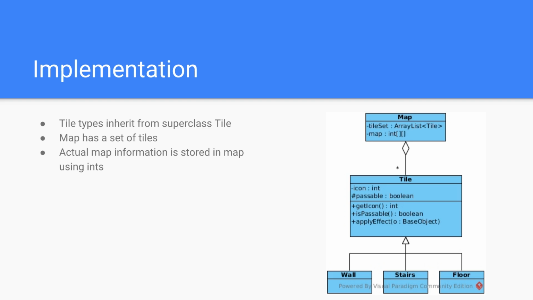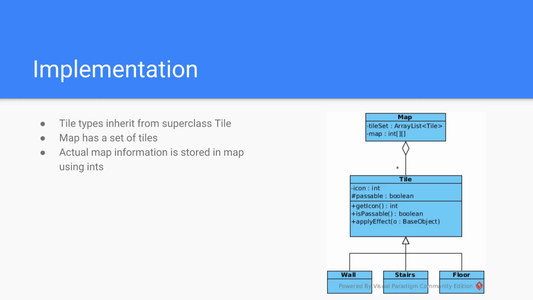As you can see in the Tile class, Tile has an icon and a boolean for passable. This passable determines whether or not an actor or an object that moves in our game can move across this tile, like a floor tile. A floor tile would be passable while a wall would not be.